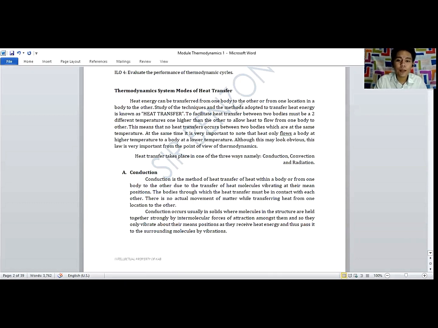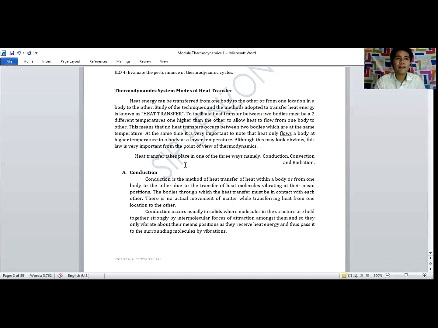This means that no heat transfer occurs between two bodies which are at the same temperature. At the same time, it is very important to note that heat only flows from a body at a higher temperature to a body at a lower temperature. Although this may look obvious, this law is very important from the point of view of thermodynamics. We should take note of this sentence. So that means heat transfer is from higher to lower.